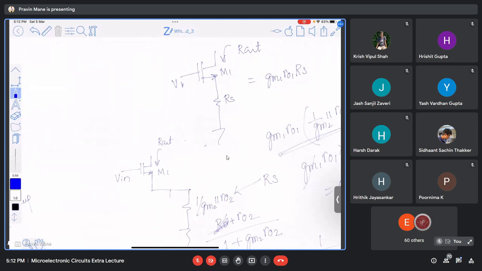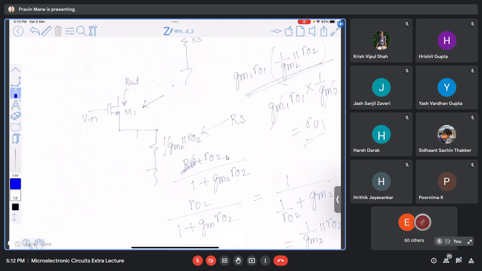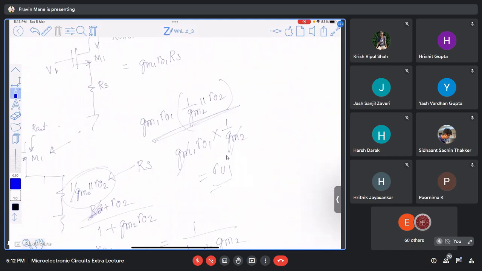Basically, we just transfer the resistance first to the source of M2, then we transfer it to the drain of M1. So that is actually just a way of writing. Directly you can write, you don't do the transformation on paper. You just write directly: GM1 RO1 RS is the value. So in this case, GM1 RO1 into this resistance, right? Yeah, got it. Any question? Any specific question now?